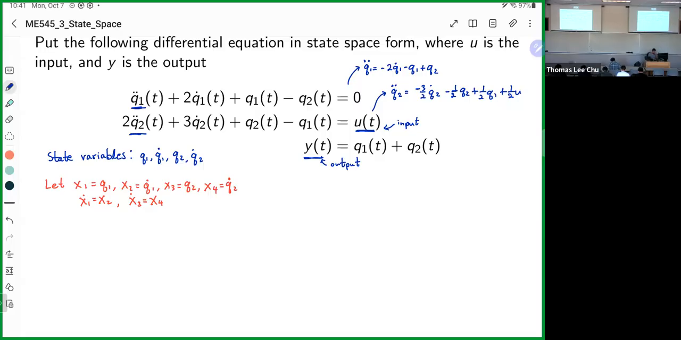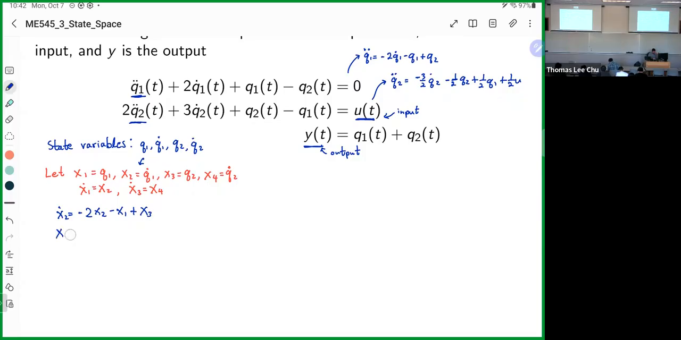So when we plug these variables into our differential equation, we get the following. Q1 double dot is just x2 dot right here. So x2 dot is equal to Q1 double dot, which is equal to minus 2 x2 minus x1 plus x3.